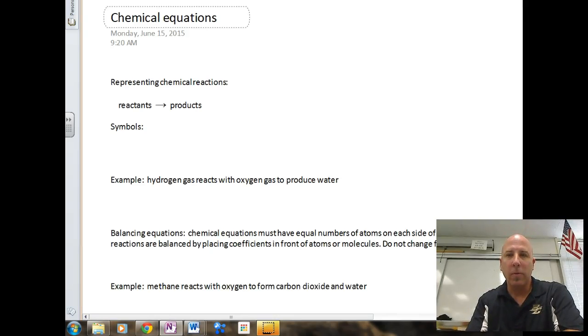Chemical reactions are where the fun happens in chemistry. It's also what keeps us alive. If we've eaten some food this morning, there's a chemical reaction going on in our stomach right now. Chemical reactions are all around us. So let's get into what are chemical reactions, chemical equations.